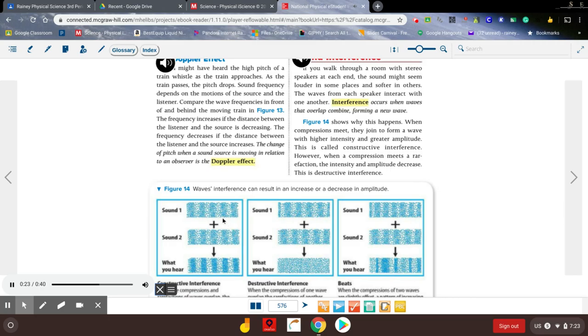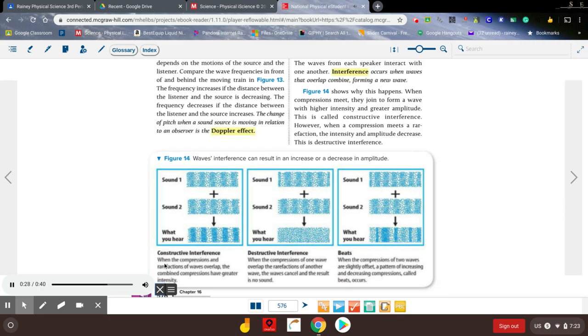When compressions meet, they join to form a wave with higher intensity and greater amplitude. This is called constructive interference. However, when a compression meets a rarefaction, the intensity and amplitude decrease. This is destructive interference.